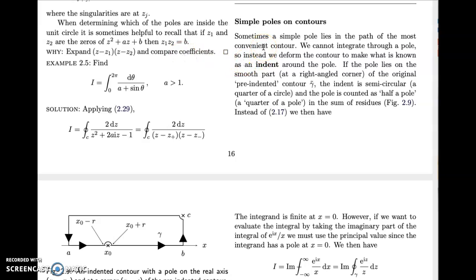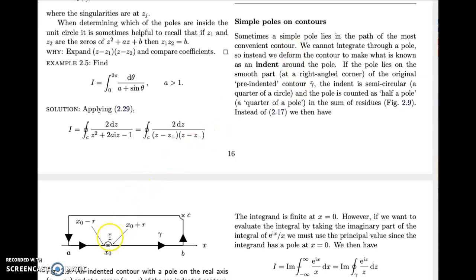Okay, so sometimes what happens is that the pole of a function lies on the path of the integration. So you decide you want to do a certain type of contour, like a rectangular contour, and you end up with a pole which is on that path. So we're not allowed to integrate through a pole, but what we can do instead is integrate around the pole. So that's really what we mean by simple poles on contours.